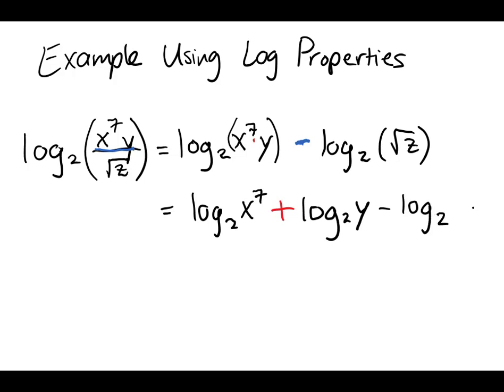Now before I copy down the square root of z, let's just remember what the square root means. The square root means z to the power of a half. And the reason that I'm writing it this way is because remember, the last property is the power property, so I am going to be moving my powers down in the next step. Okay, so square root of z is z to the power of a half.